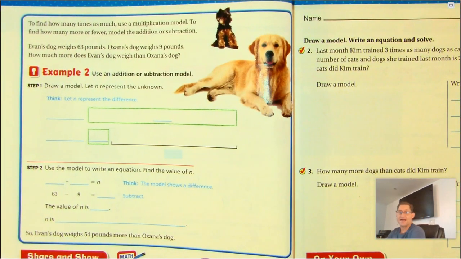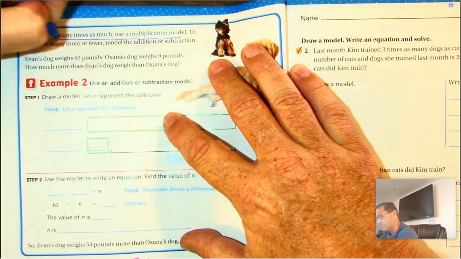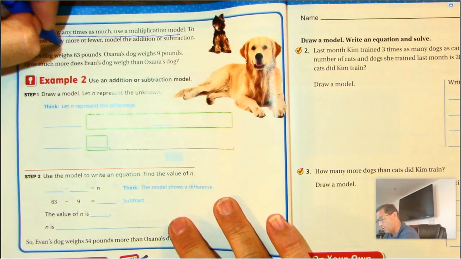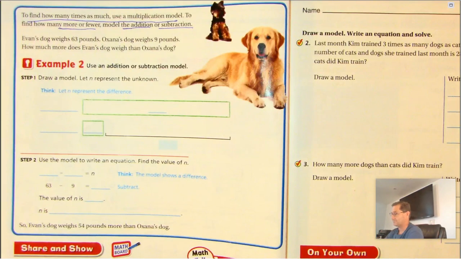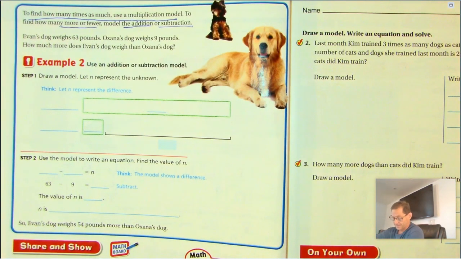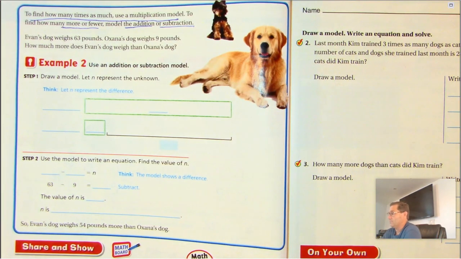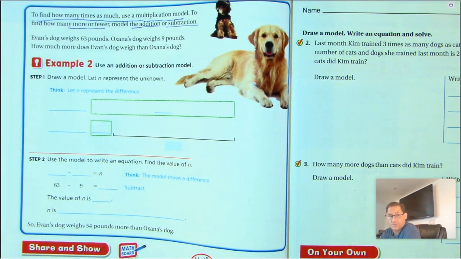To find how many times as much, use a multiplication model. To find how many more or fewer, model addition or subtraction. Okay, and so number 50, on page 52, example 2, we're going to use an addition or a subtraction model to represent this problem.